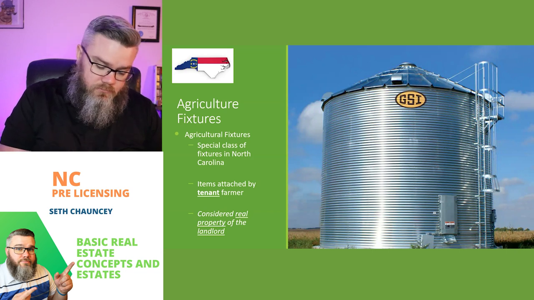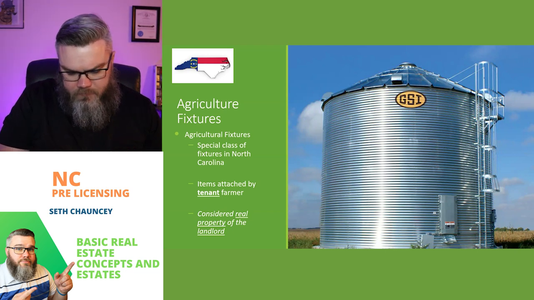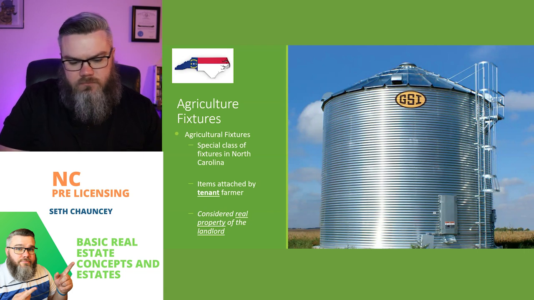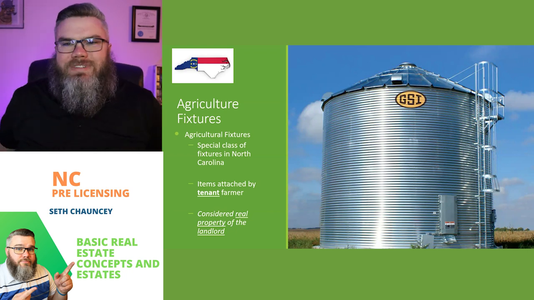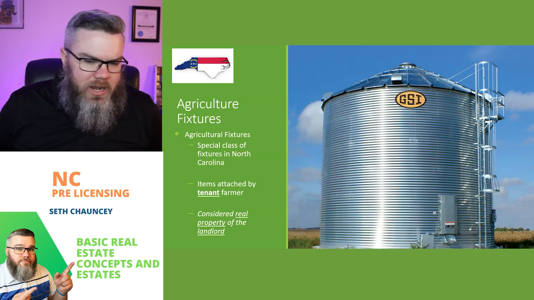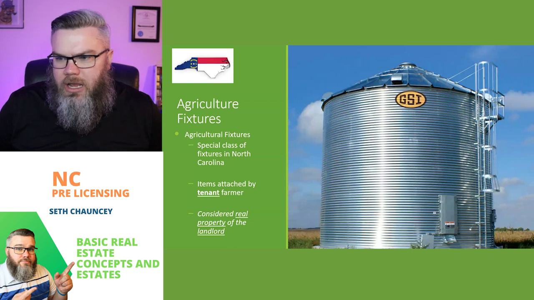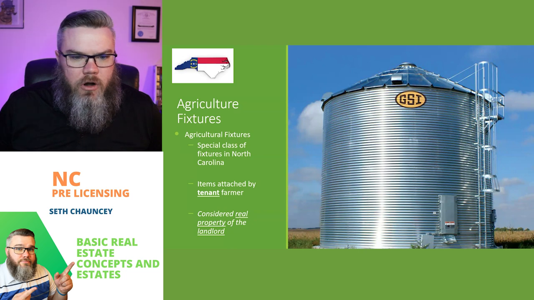Is there anything in particular, like the fixture sheet that you gave us last class? Is there anything on here that we would consider an agricultural fixture, but it may technically not be? No. And so yet again, for test purposes, if I say Josh was renting 30 acres of farmland from Sandeep and Josh installed a barn on the property, what is the status in North Carolina of that barn? You would just say it's Sandeep's barn. That's all it comes down to.